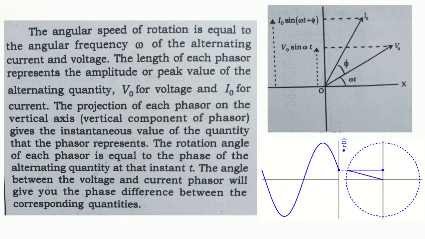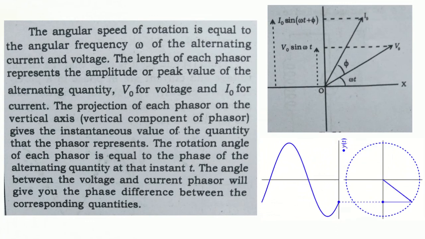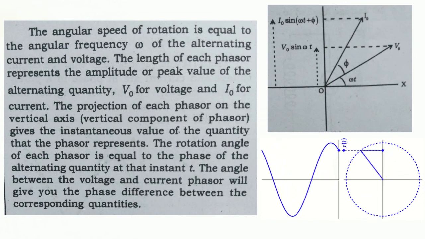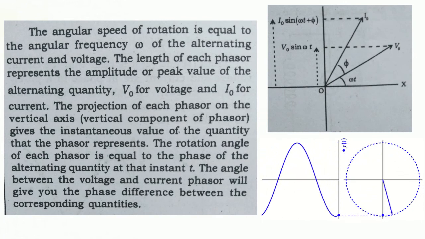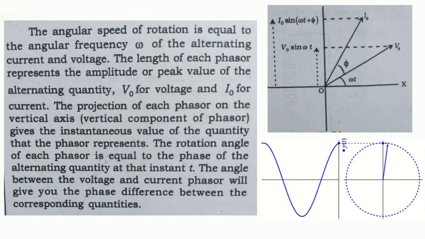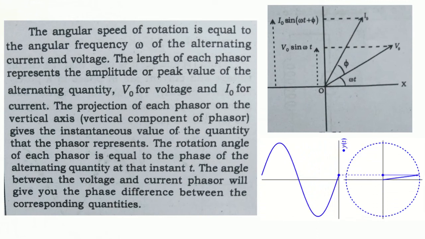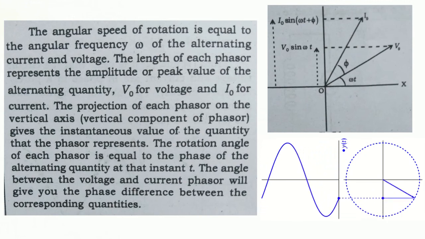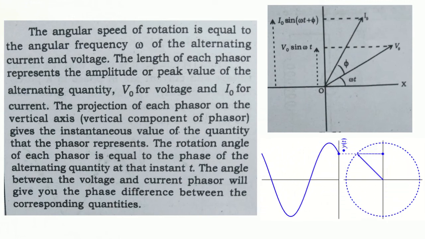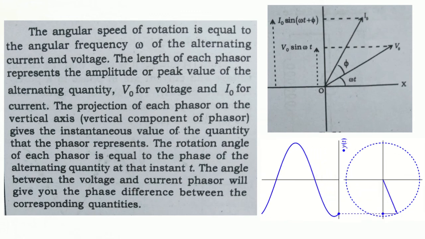The length of each phasor represents the amplitude or peak value of the alternating quantity, V0 for voltage and I0 for current. The projection of each phasor on the vertical axis, that is the vertical component of phasor, gives the instantaneous value of the quantity that the phasor represents.